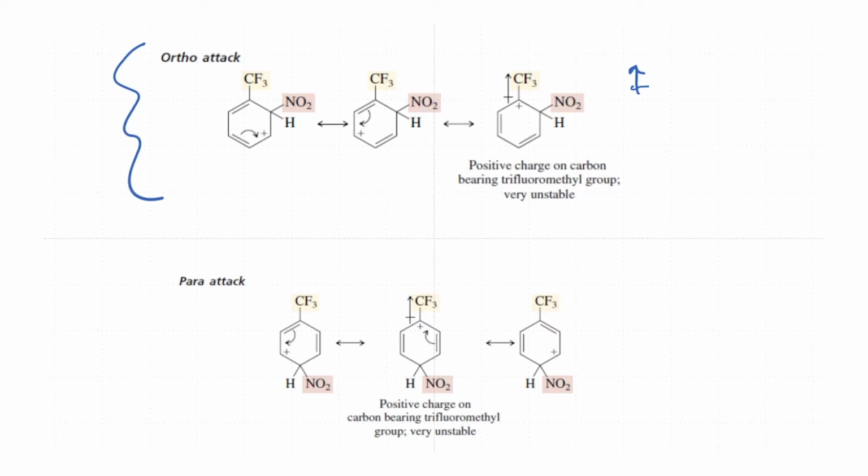If you consider the para attack, similarly, when the nitro group reacts with this carbon, a positive charge immediately develops here, which can then delocalize and go into this resonance form, wherein the CF3 is directly attached to the positive charge. So this again leads to a less stable situation. Both ortho and para attack are going to give you a very unstable intermediate.